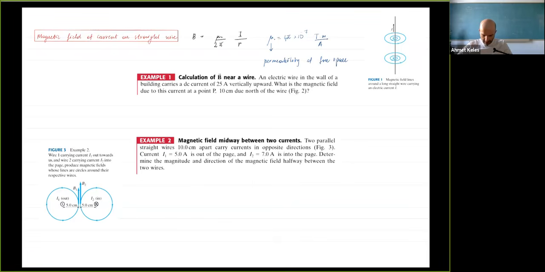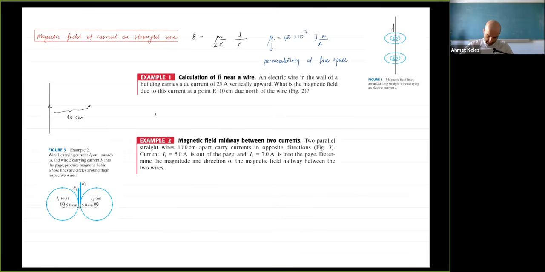An electric wire in the wall of a building carries a DC current of 25 ampere, vertically upward. What is the magnetic field due to this current at point P, 10 centimeter due north of the wire? Oh, I think I forgot to put the figure here, but it is something like that. Some electric wire in the wall, vertical upward. What is the magnetic field due to this current? Something like that, P. This is 10 centimeter.